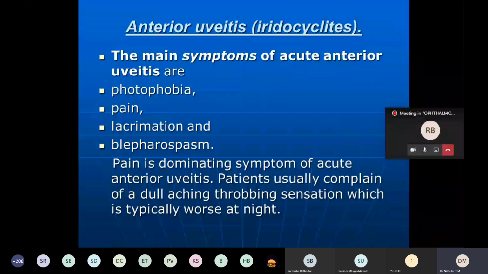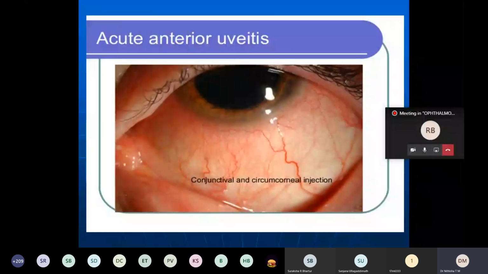In iridocyclitis, the patient will present with pain, redness, photophobia, lacrimation and blepharospasm. Pain is always the dominating symptom of acute anterior uveitis. Patients usually complain of a dull, aching, throbbing pain, which is usually worse at night. In this picture you can see that both superficial as well as deep vessels are involved. This is called circumciliary congestion.